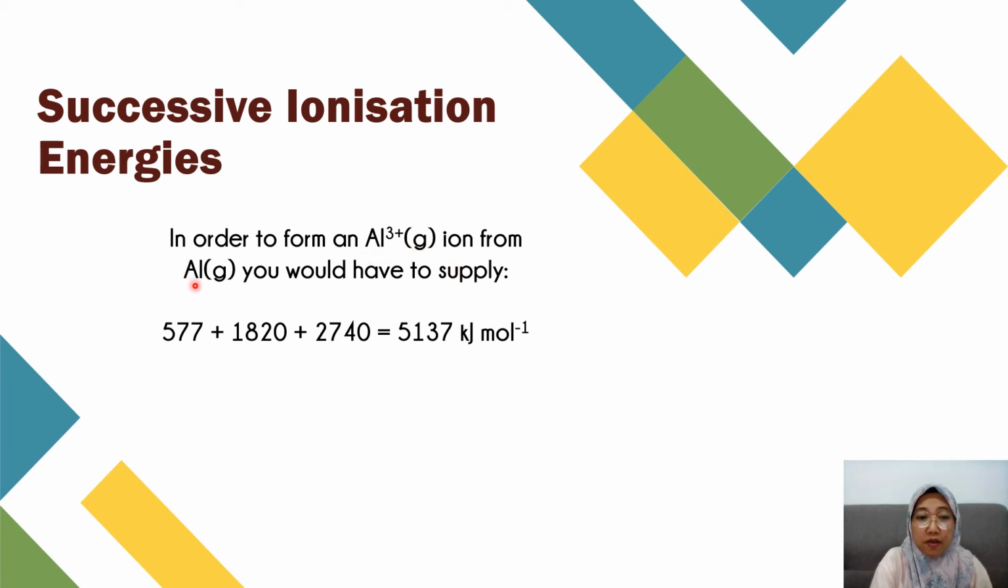So from this ionization energy, in order to form an aluminium ion, Al3+ ion, from aluminium, you have to supply the first, second and third ionization energy. Therefore, untuk membentuk aluminium 3+ ion, kita perlukan 5137 kilojoule per mole energy.